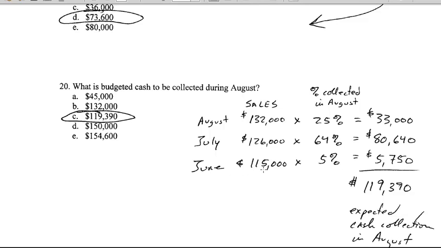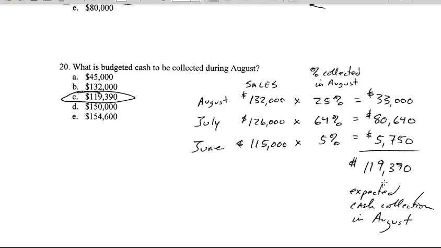Then you think back even 1 month before that and think back to the June sales. Say, okay, in June I had sales of $115,000. I'm going to collect 25% of that in June, 64% of this in July, and then the last 5% I'm going to collect in August. So total that up, and your total cash collected for August is $119,390.